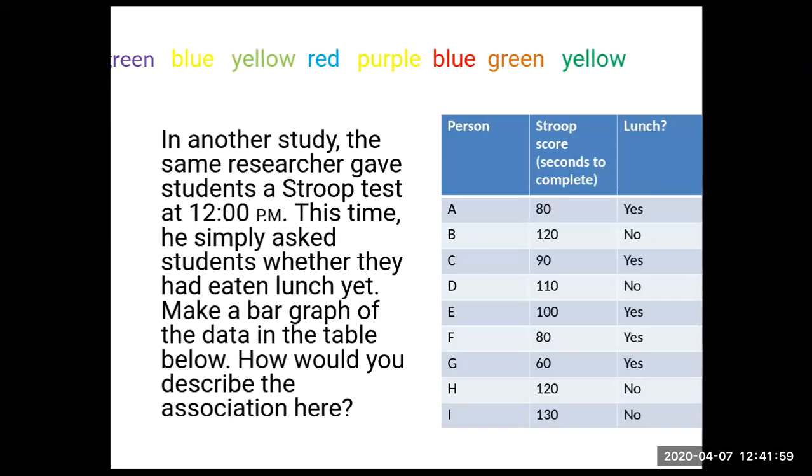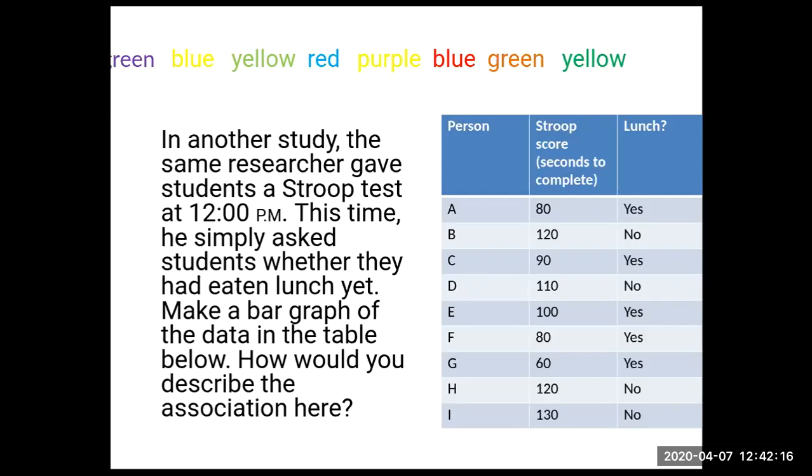In another study, the same researcher gave students a group test at noon. This time, maybe the next day, he asked whether students had just eaten lunch or not. So this is a yes or no, which makes it categorical, obviously. This time we would make a bar graph of the data in the table below. How would you describe the association?